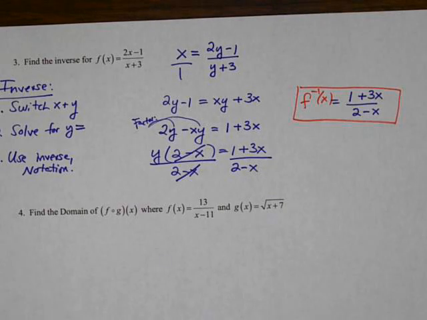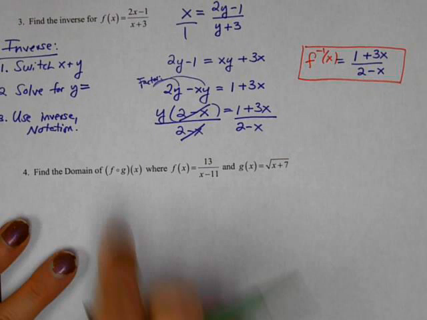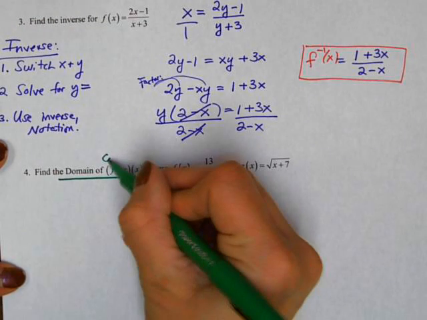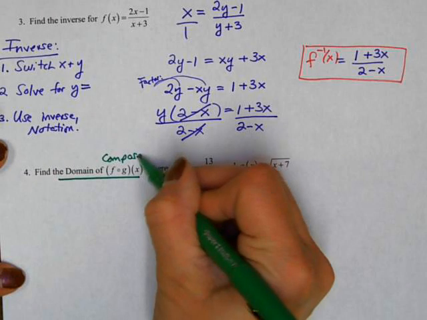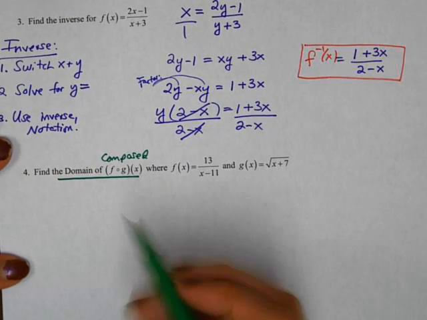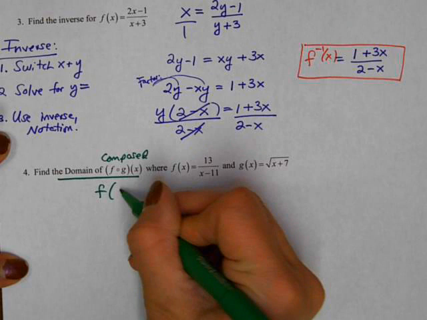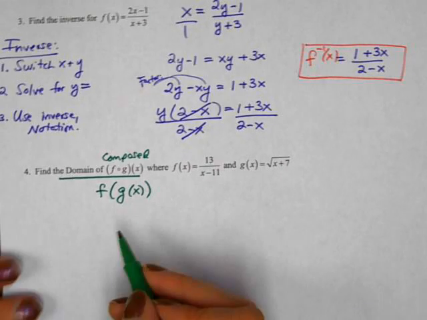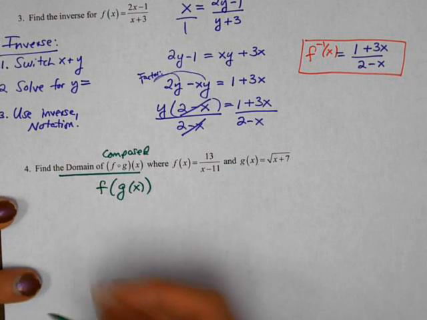Okay, so we talked about easy domains. Let's talk about domains here. Domain of composed functions. This is where it got a little hard for some people. I like to write this as f of g of x. The domain of a composed function was a two-step process.